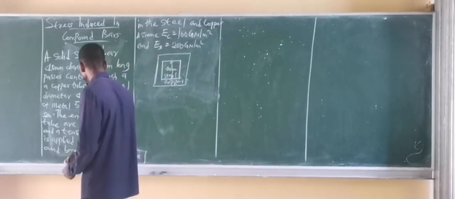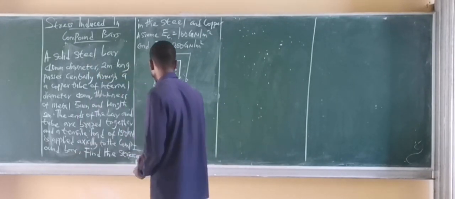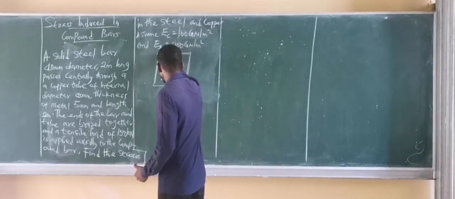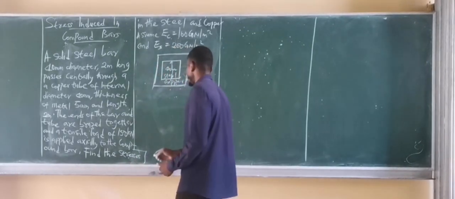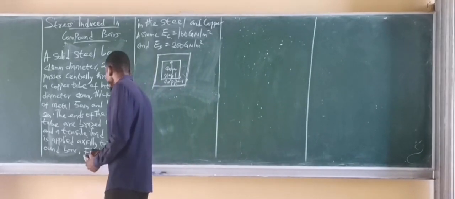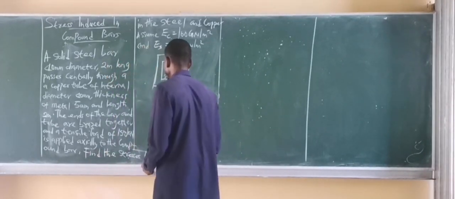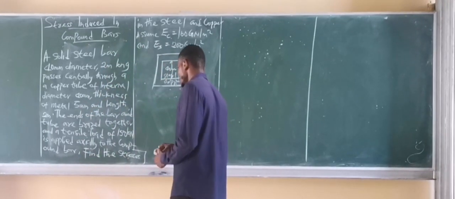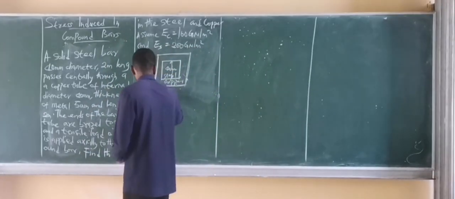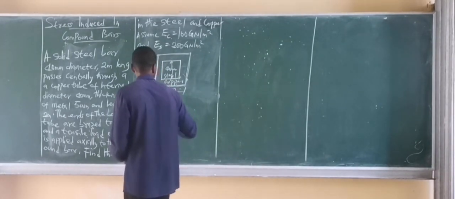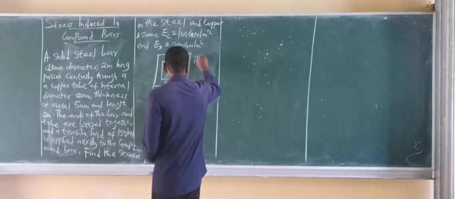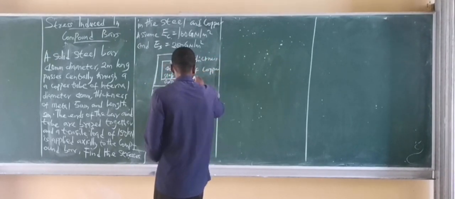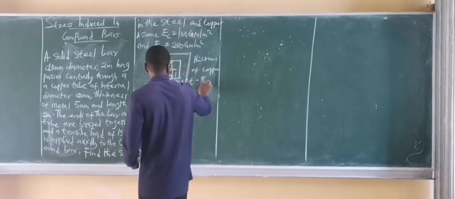So it passes centrally through a copper of internal diameter. The internal diameter of the copper is the same thing as the diameter of the steel bar. Meanwhile, they give us the thickness as 5 millimeter. So the thickness of the copper is 5 millimeter and the length is 2 meters. Thickness of copper, let's use t_c equal to 5 millimeter.